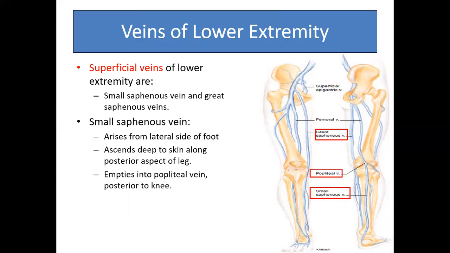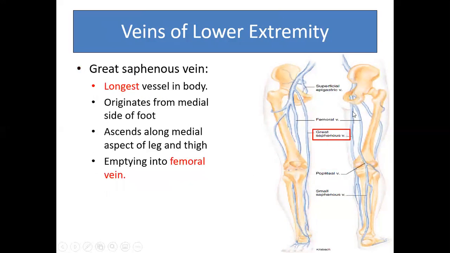The small saphenous vein arises from the lateral side of the foot and goes up deep to the skin along the posterior aspect of the leg. It will drain into the popliteal vein. This is the popliteal vein, on the posterior aspect of the knee.